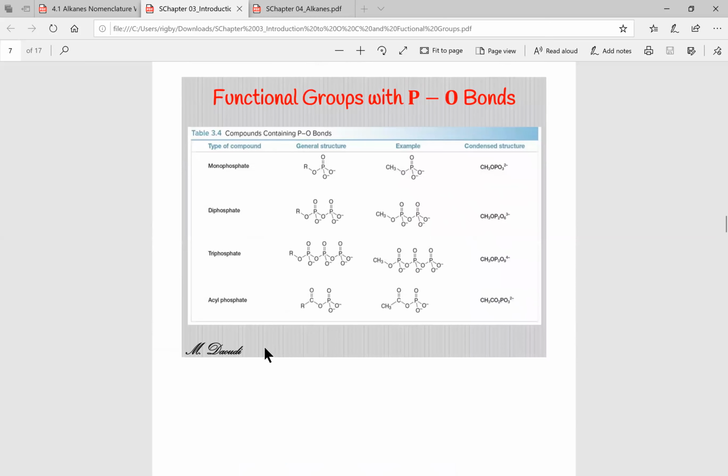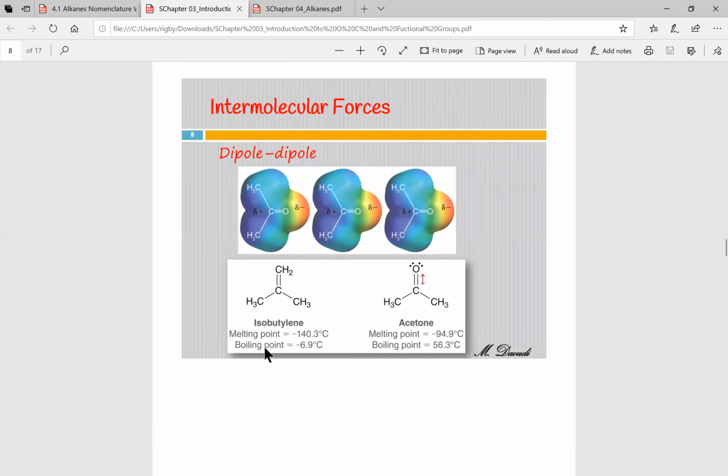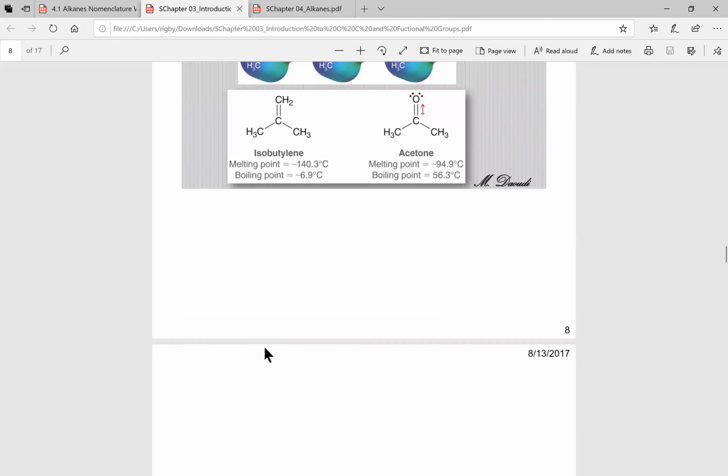And then we don't really talk about phosphate groups at all unless you're in biochemistry or something. That class will focus more on phosphate groups and how they work. So now we're going to be talking about intermolecular forces, just a quick review of intermolecular forces from your Gen Chem. Our strongest intermolecular force is going to be hydrogen bonding.